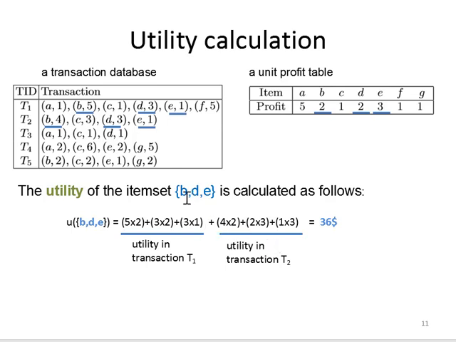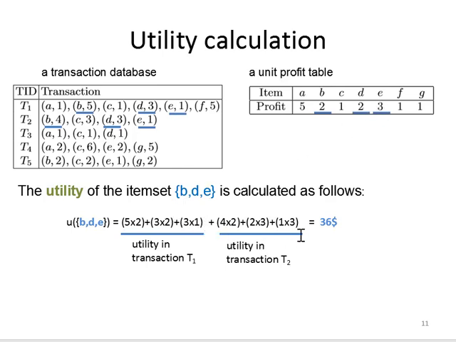So we look at the transactions that contain BDE. It appears in transaction 1 and 2. BDE, BDE. Now what do we do? We take the first one. 5 breads, 5 units of B multiplied by $2 each. So 5 multiplied by 2. Then D, 3 units of D, and D is $2 each. So 3 multiplied by 2. Then E, 1 unit of E multiplied by 3, 3 multiplied by 1.